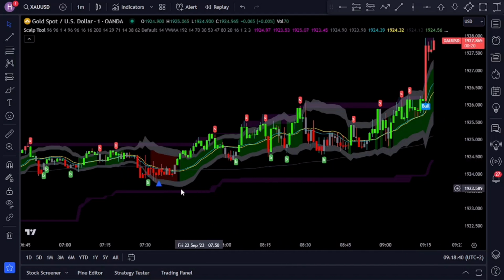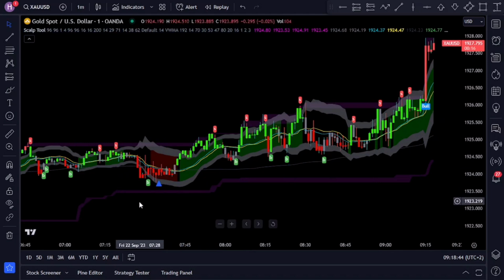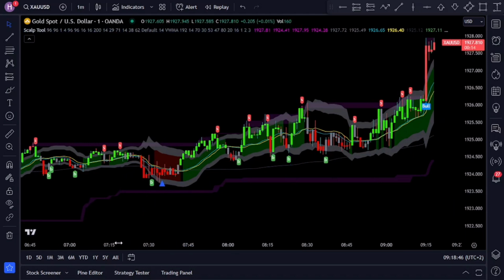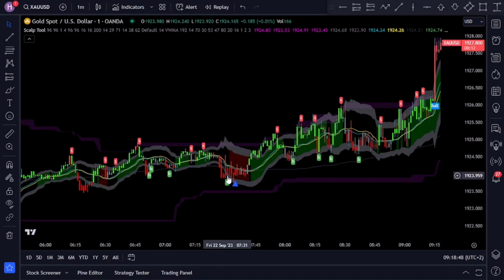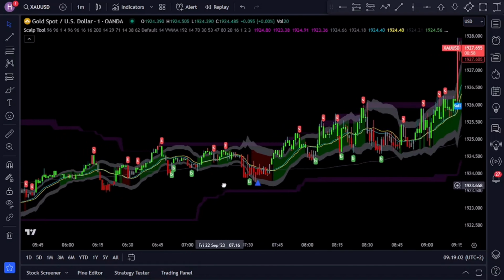Let's get started. The Scalp Tool has been specifically designed for short-term trading, for scalping. It combines components like the volume weighted moving average, or the VWMA. You will also see these bands which are used for support and resistance, and then lastly the relative strength index to identify oversold and overbought zones.